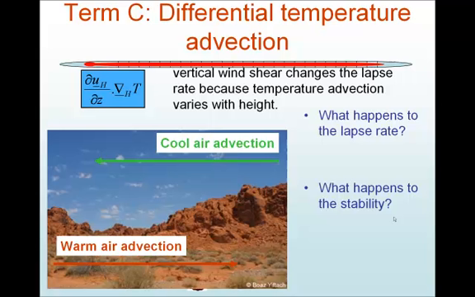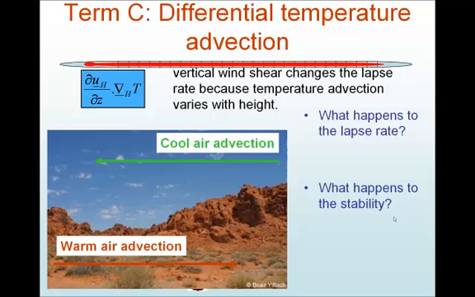The temperature gradient points from left to right and so is positive. In the low levels we have warm air advection, and in the upper levels we have cool air advection. So what's going to happen to the lapse rate and the stability? Well, the dz is negative because we move from a westerly to an easterly, and del H of T is positive, so the whole term is negative.